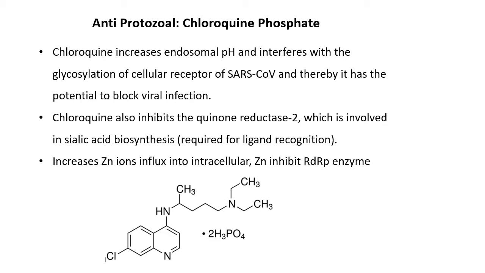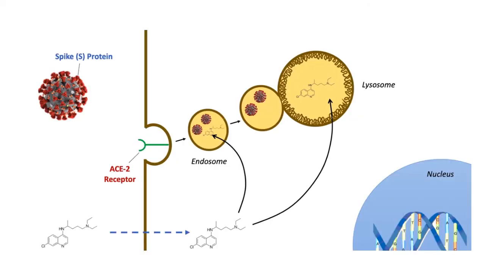Next, another category of drugs effective against COVID is the antiprotozoal chloroquine. Normally this is an anti-malarial drug. It increases the endosomal pH and interferes with the glycosylation of the cellular receptors of the SARS-CoV, and thereby has the potential to block viral infections. Chloroquine also inhibits quinone reductase, which is involved in sialic acid biosynthesis, and it enhances zinc influx. It inhibits the RNA-dependent RNA polymerase.